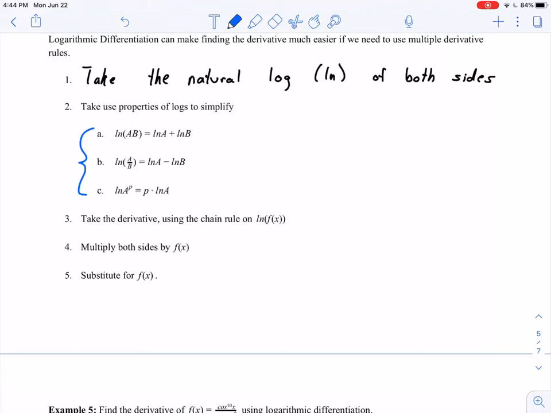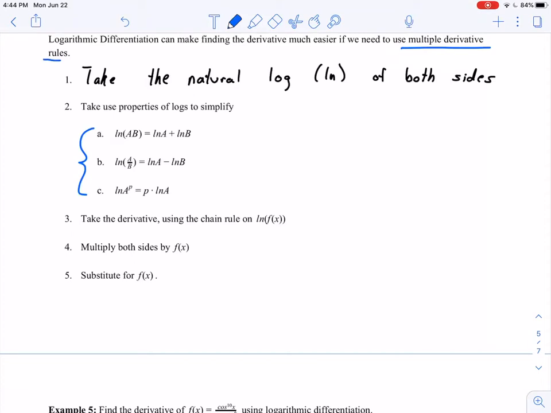The last thing that we're going to talk about in this section is a process called logarithmic differentiation. And the reason we care about it here so much is that it can make the process of finding a derivative easier if we need to use multiple derivative rules.